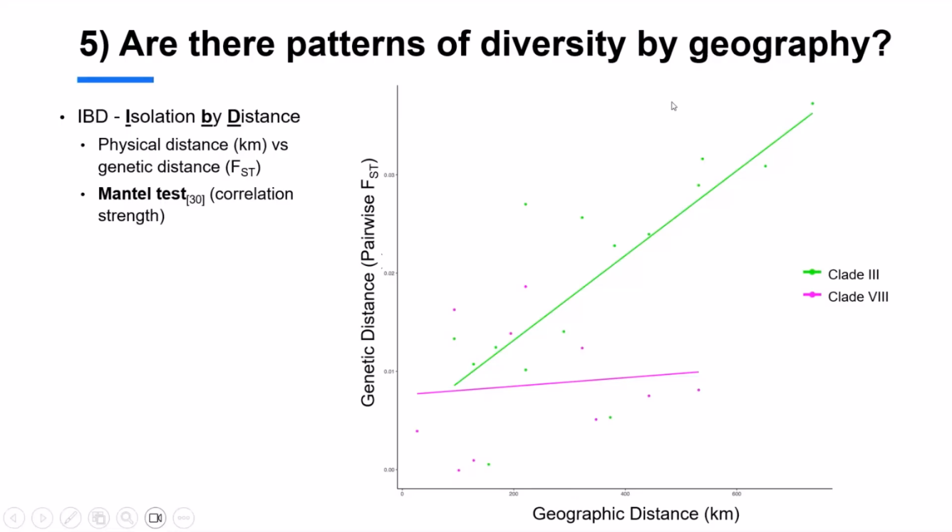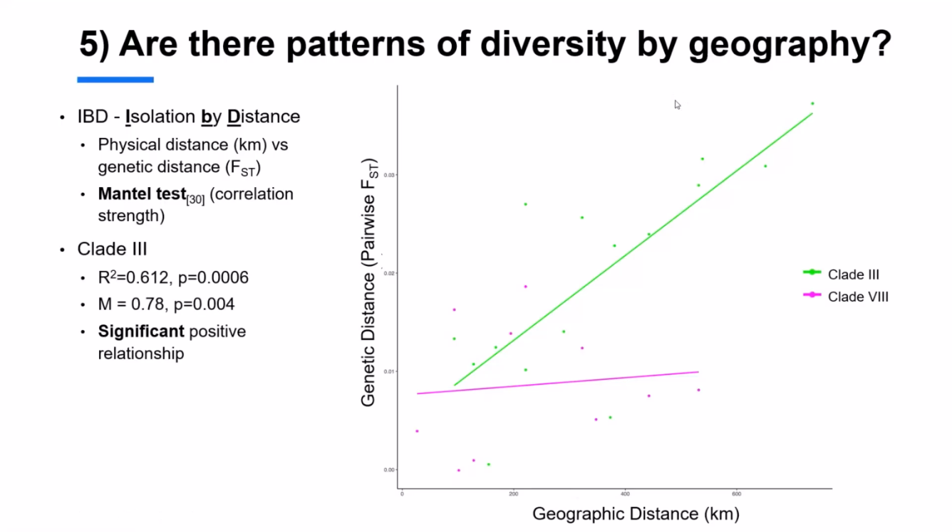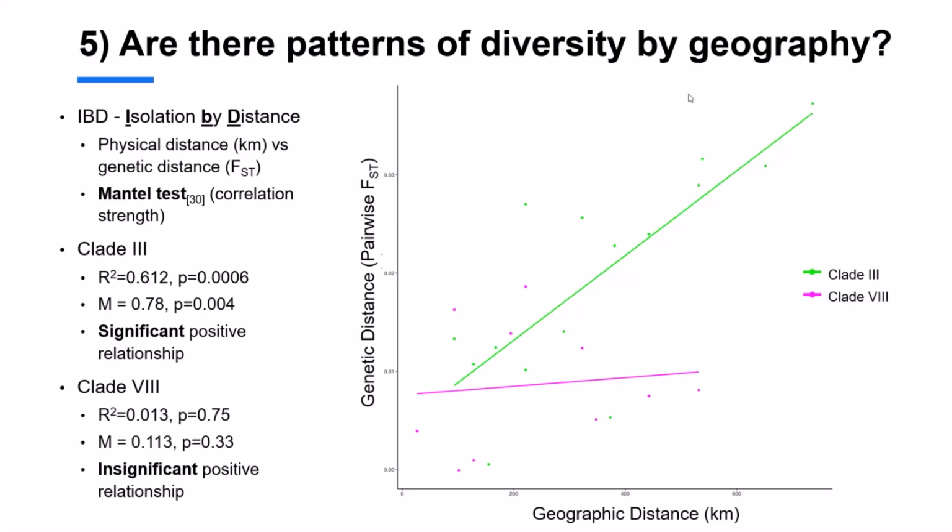And instantly you can begin to see some difference in this trend. Clade 3, pretty simple story. As you increase in geographic distance, you increase in genetic distance. This is shown by both the generalized linear model around this data, as well as the Mantel statistic, which both tell the same story of significant and positive relationships. In clade 8, very much the opposite. So almost no variance in this data set is explained according to geography, only about 1%. And that is indeed reflected in the Mantel statistic as well. So no real correlation between geographic and genetic distance.